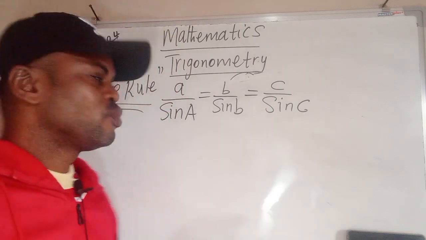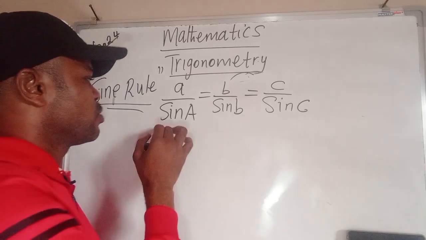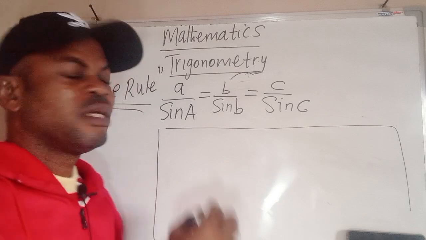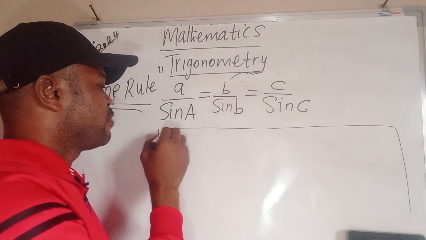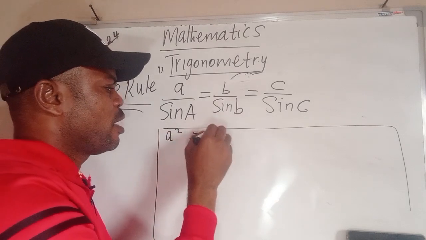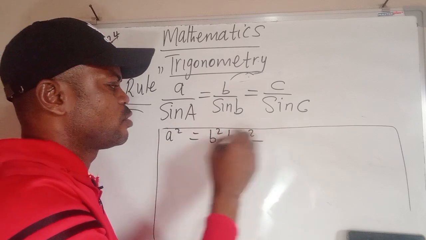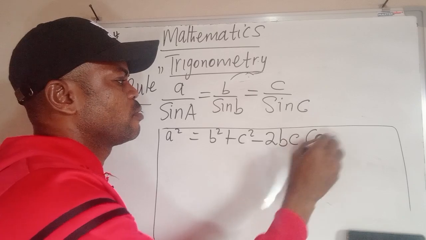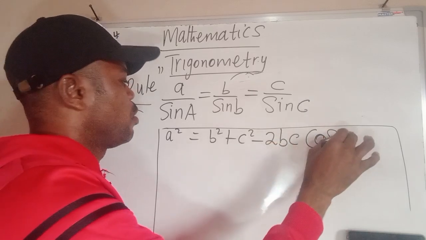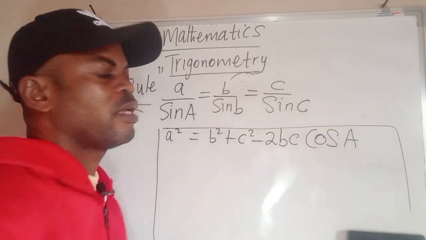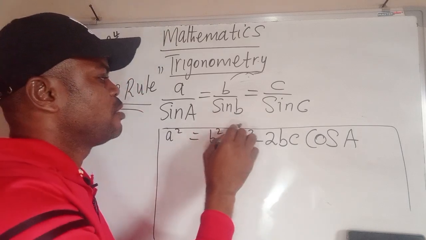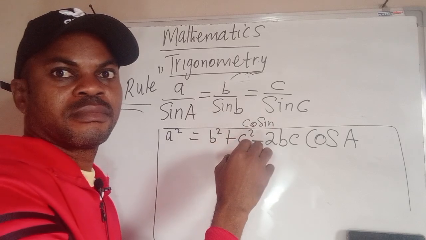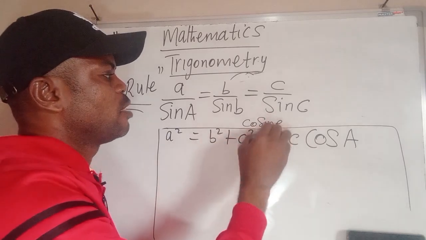The cosine rule is simply saying there are three in numbers. You have to learn them and store them in your brain. The cosine rule is saying that a squared is equal to b squared plus c squared minus 2bc cos A, capital letter A. Don't forget, this is the cosine rule.